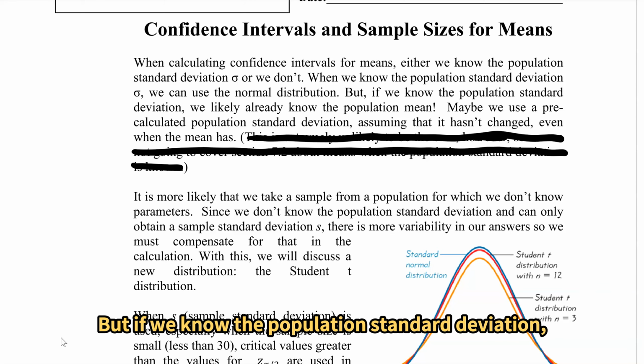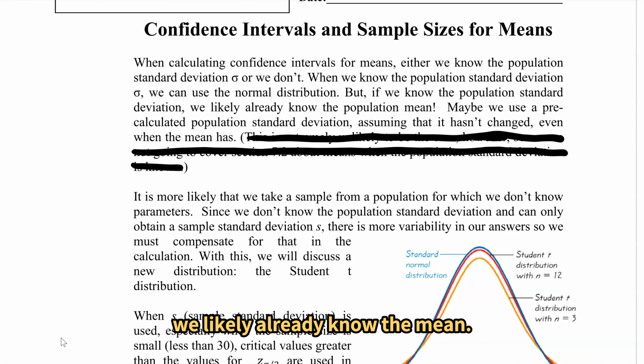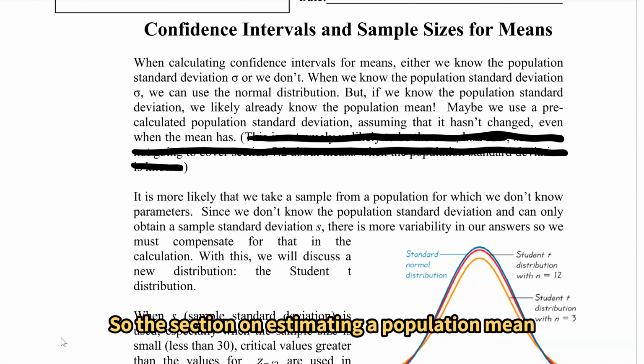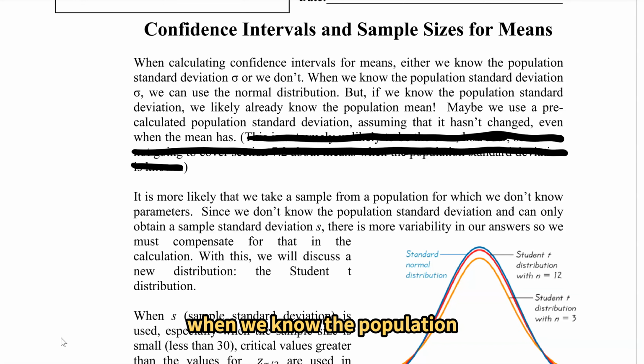But if we know the population standard deviation, we likely already know the mean. If you recall back to chapter 3 in how we calculated the standard deviation, we had to know the mean. So why would we estimate the mean if we already know it? So the section on estimating a population mean when we know the population standard deviation, we aren't going to prioritize that.